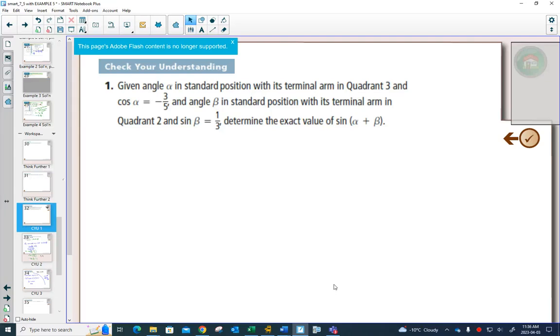Given angle alpha in standard position with its terminal arm in quadrant 3, and cos of alpha is negative 3/5. And angle beta in standard position with its terminal arm in quadrant 2, and sine of beta is 1/3. Determine the exact value of sine alpha plus beta.